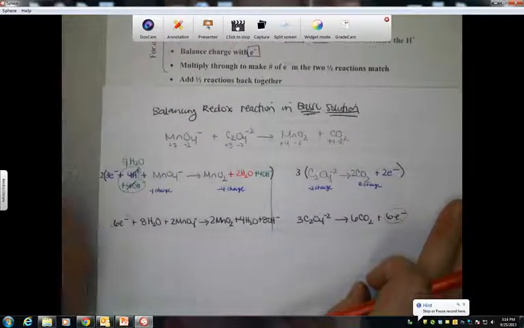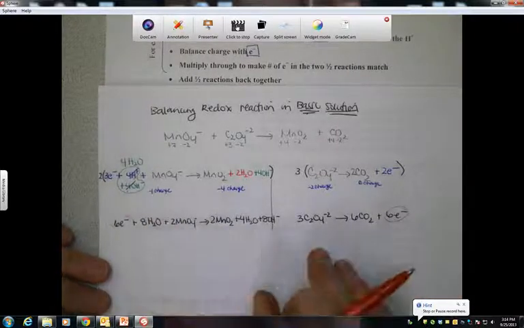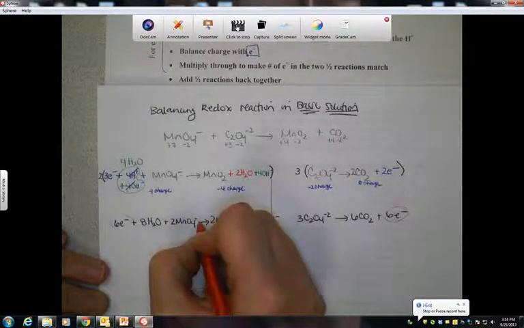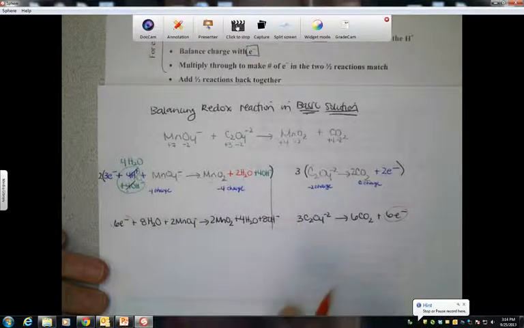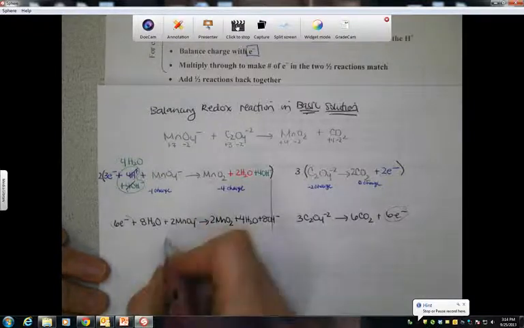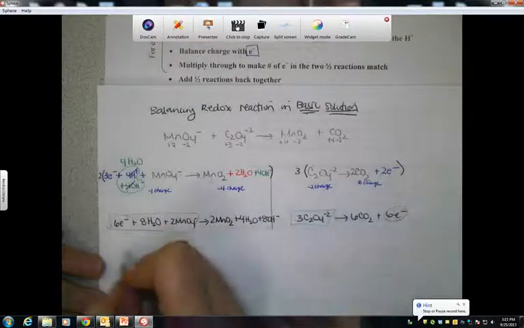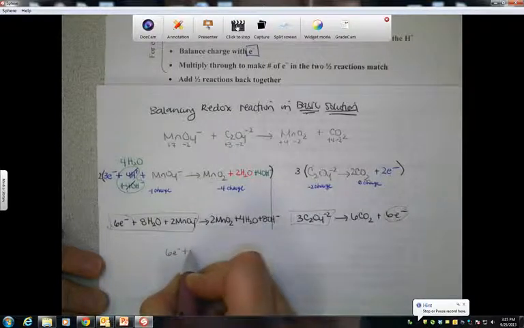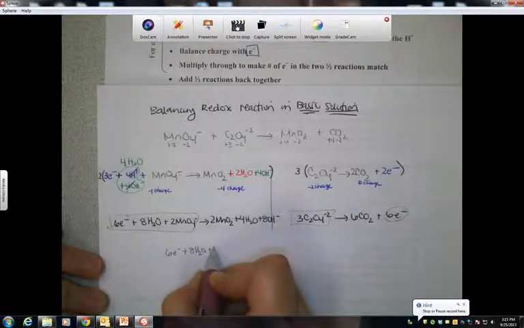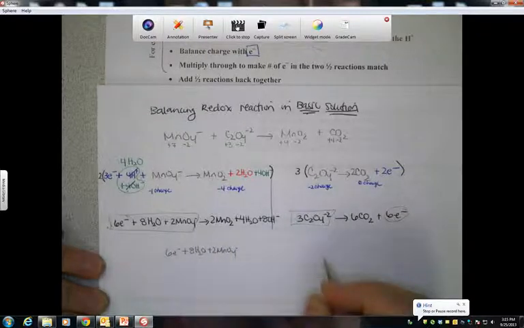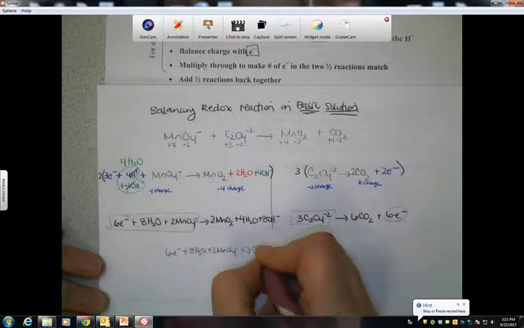Before we add the half reactions back together, I like to cancel out things, but that might be difficult for you to see. So let's add the half reactions back together, putting these two into one, and then we'll cancel out some stuff. I'm going to do that in pencil. We're going to take all of our reactants and write them all in one equation: 6 electrons plus 8 water plus 2 MnO4 minus plus 3 C2O4 2-.